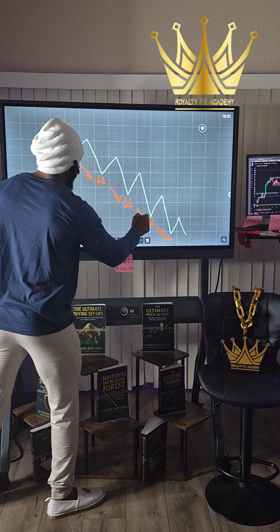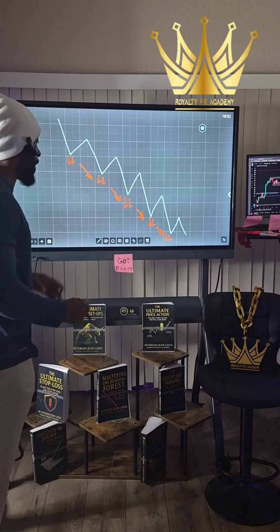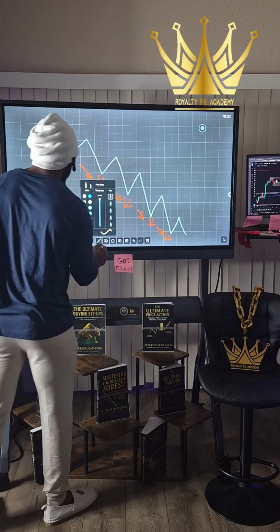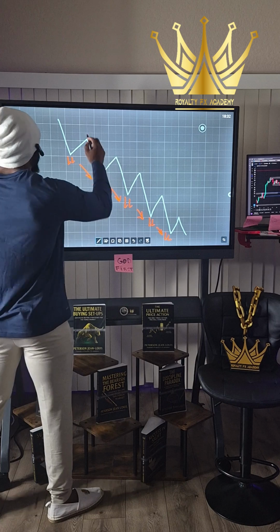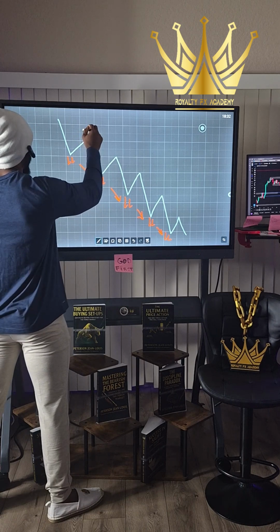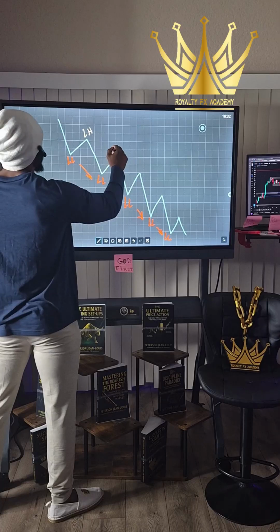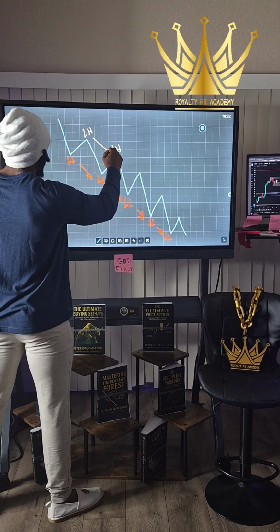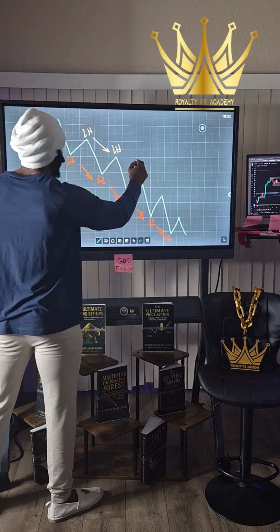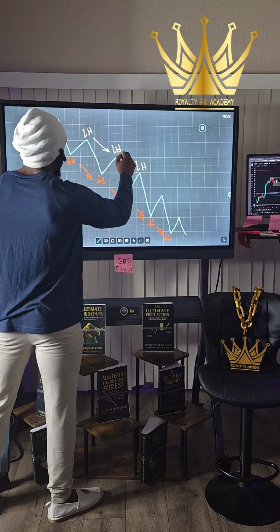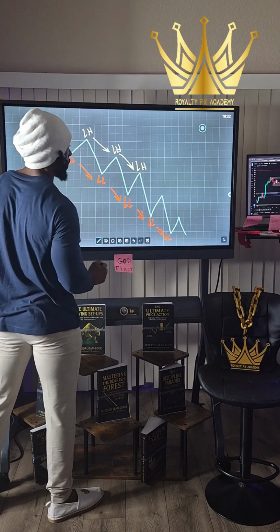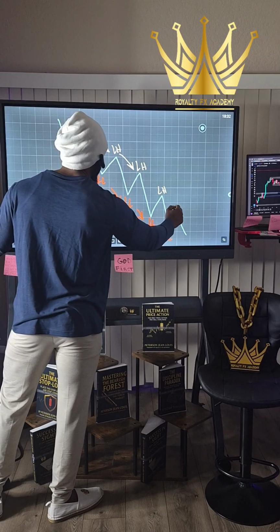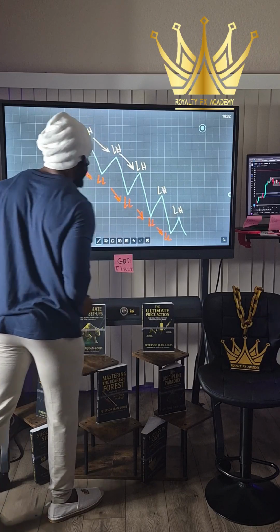Now we're going to identify our high points, which are the lower highs. Up here, we have a lower high and then another lower high. This lower high is lower than the previous one. Another lower high. Each lower high is lower than the previous one.